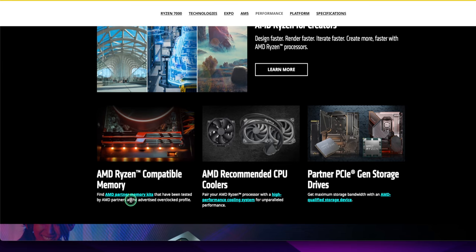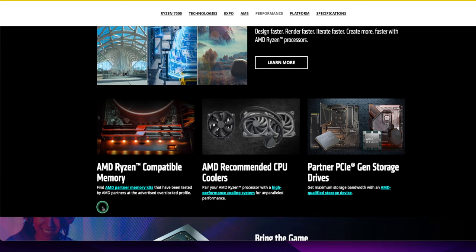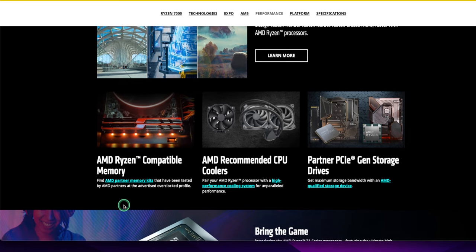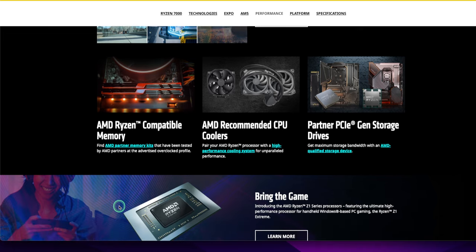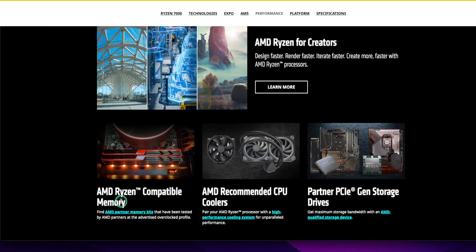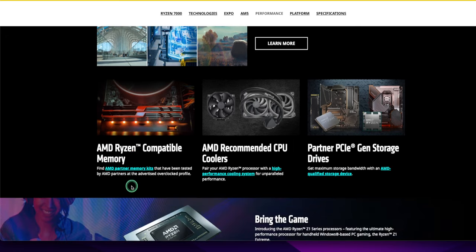Part of the system engineering exercise of any hardware build or rig build is knowing what all works together. You need to know what is the compatible memory. And you can look at this, AMD partner memory kits that have been tested by AMD partners at the advertised overclocked profile. Gold information right here. Instead of doing whack-a-mole with Ryzen Master or just buying memory willy-nilly, they give it to you right here. You know, there's so much I want to look at now. I'm overwhelmed. Crypto Jim, slow down.